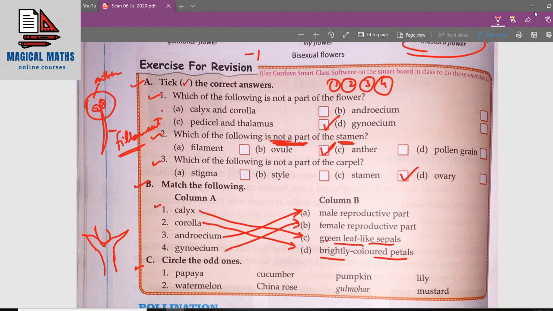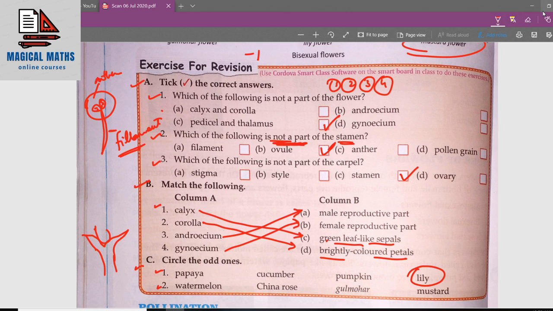Now question C, circle the odd ones. In number 1, what is the odd one? We read papaya, cucumber, pumpkin and lily. We all know that papaya, cucumber and pumpkin are monosexual flowers, but lily is not monosexual, lily is a bisexual flower. That is why you have to circle lily.